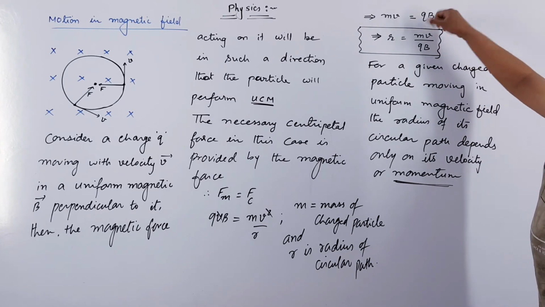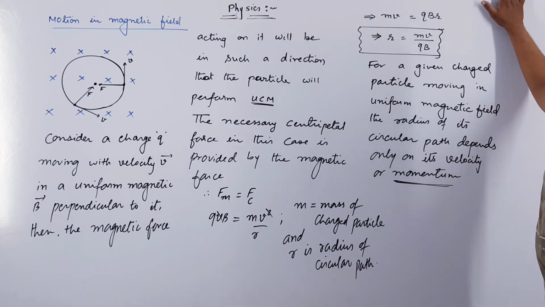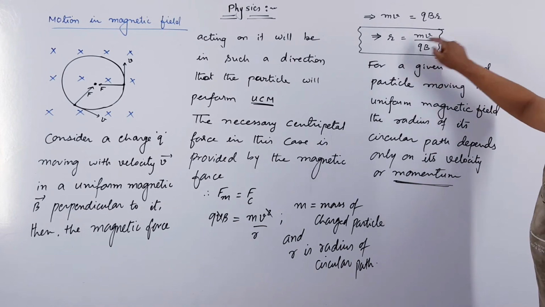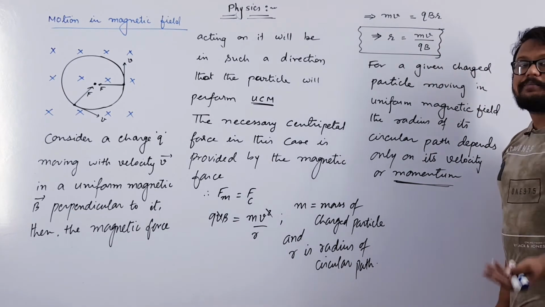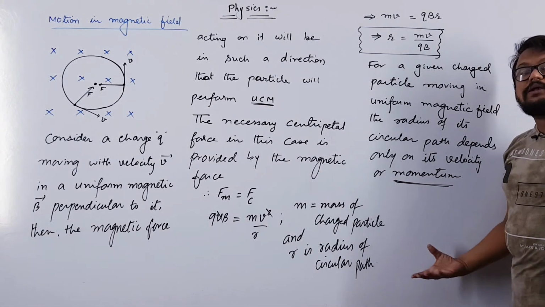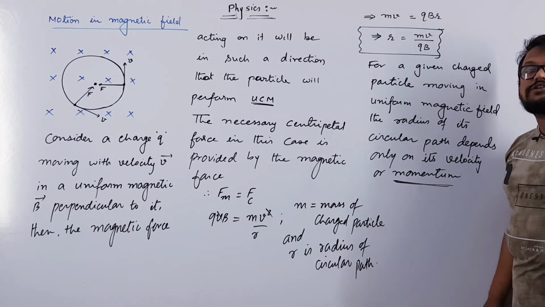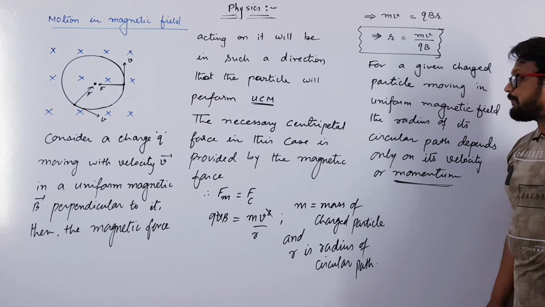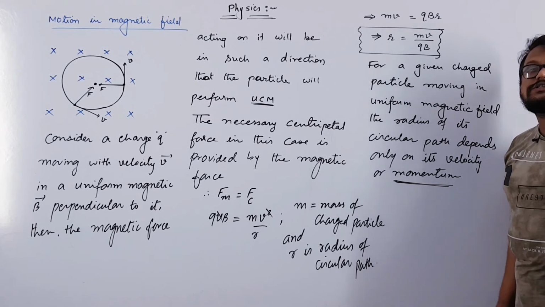is constant, and the mass of that charged particle is always constant. So you can say that radius is directly proportional to velocity. If you keep mass constant, then radius is directly proportional to momentum, right? So if you increase momentum or velocity, the radius of its circular path will also increase. Clear? Pause this video and copy this first.